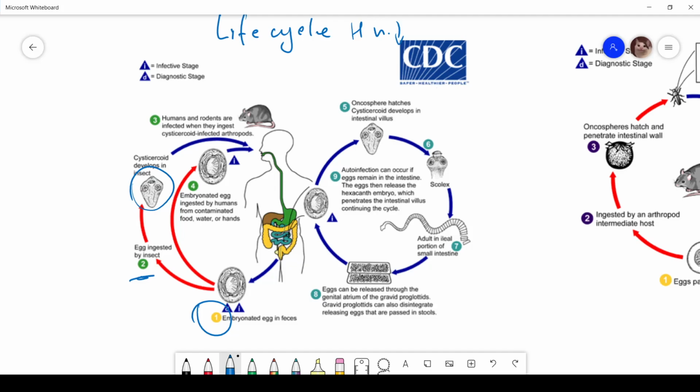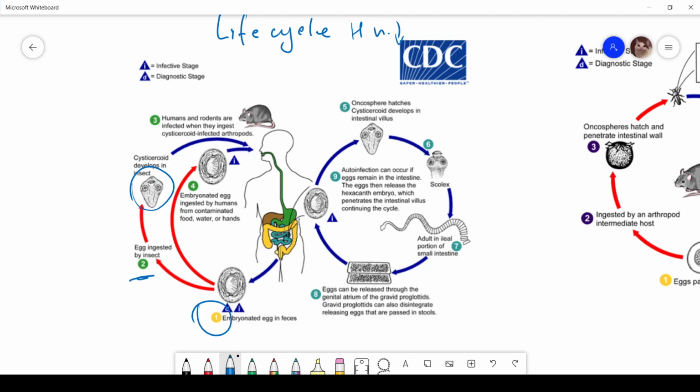And these cysticercoids can infect humans or rodents upon ingestion and develop into adults in the small intestine. A morphologically identical variant, Hymenolepis nana variant fraterna, infects rodents and uses arthropods as intermediate hosts.